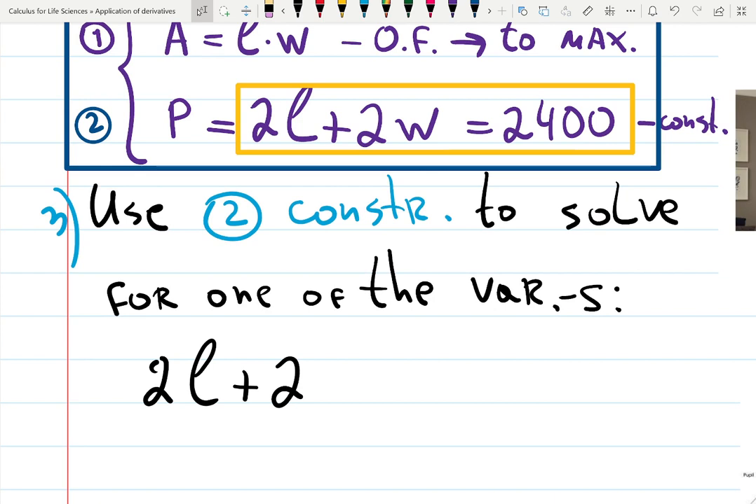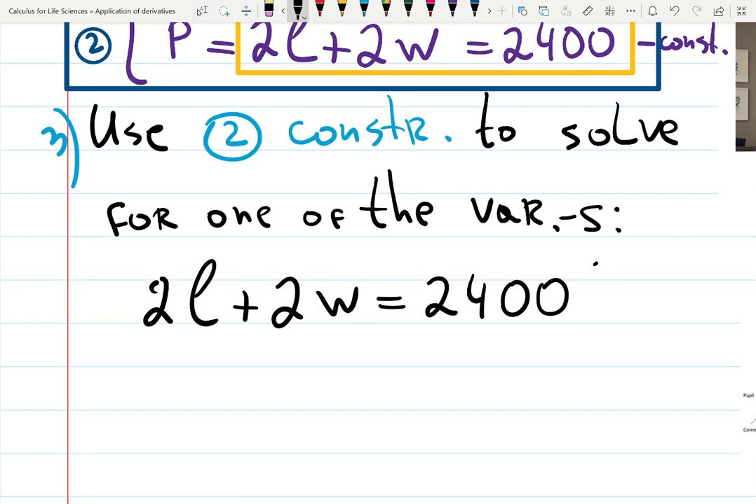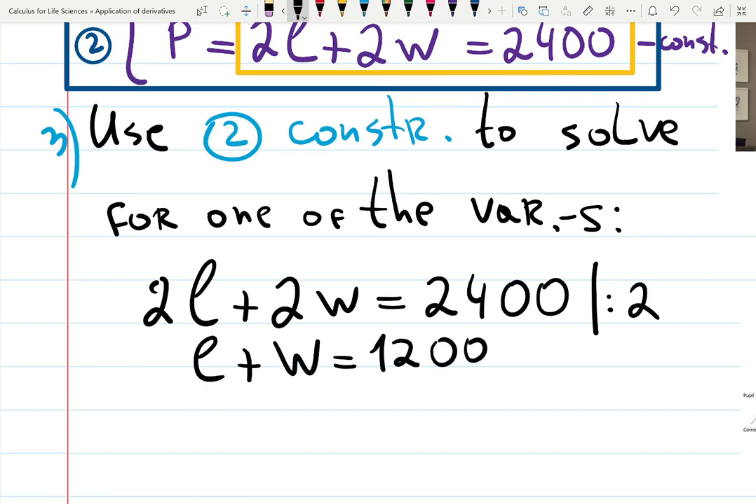2L plus 2W equals 2400. Let's choose to solve for W, for example. It doesn't really matter, the answer will be the same. Let's divide by 2. It will be L plus W equals 1200. W, yes, thank you. So W equals 1200 minus L.